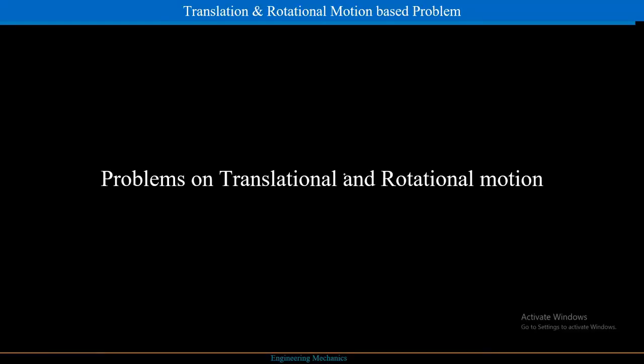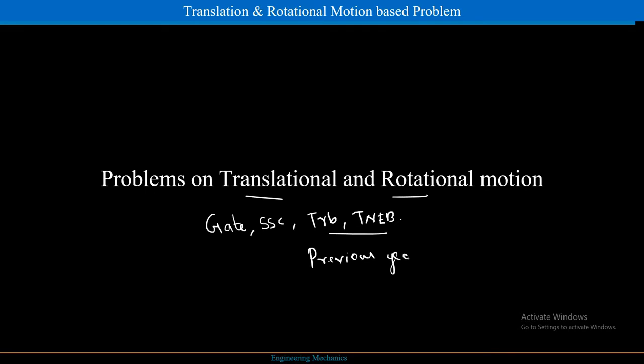Hi friends, in this lecture we are going to see the topic problems on translation and rotational motion. This is for those who are preparing for GATE, SSC or TRB and TNEB because it covers all the previous year questions.